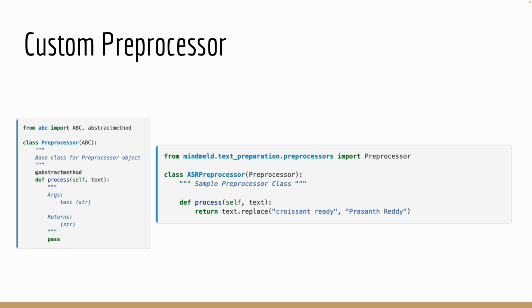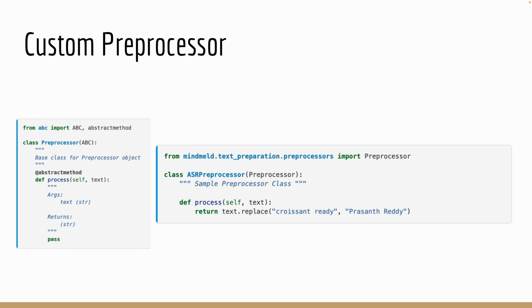For example, if someone in a meeting room said, "Hey, let's call Prashant ready," the system might accidentally mistake Prashant ready as croissant ready, and this would clearly be a mistake. Now, ideally, we'd want to fix the ASR system itself so that it never makes this mistake from the beginning. However, that's not always feasible to do in every instance.